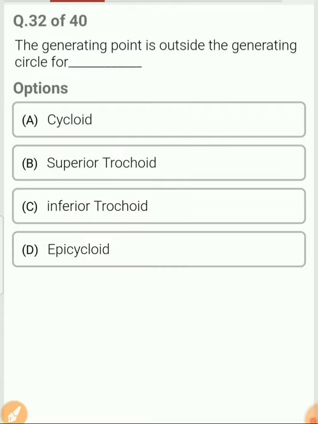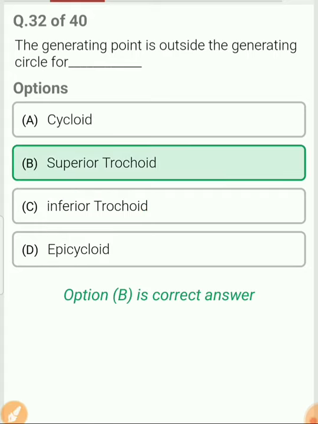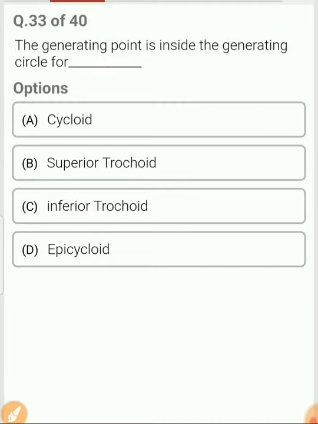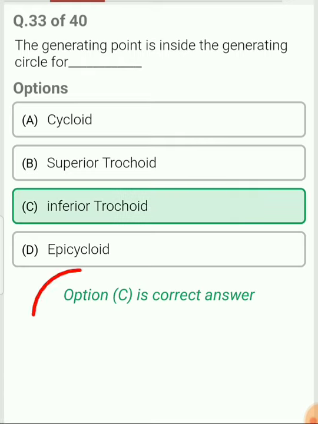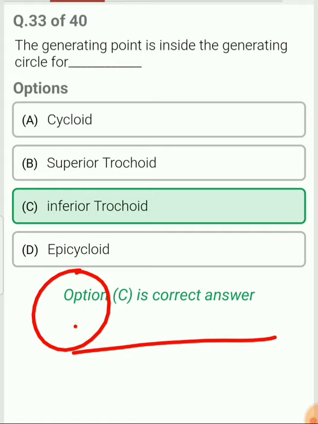The generating point is outside the generating circle in case of a superior trochoid. And the generating point is inside the generating circle for an inferior trochoid, right? So we have a circle which rolls on a straight line. If the point is inside the circle and we are tracing the curve of that point, then it is considered an inferior trochoid. And if the point is outside the circle and we are tracing the curve of that outside point, then it is considered a superior trochoid.